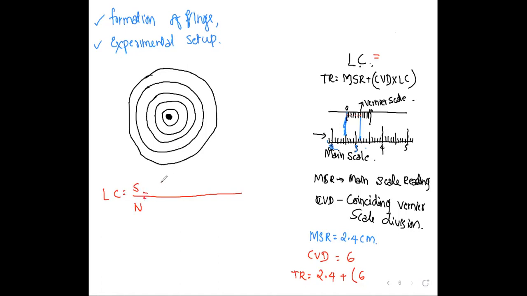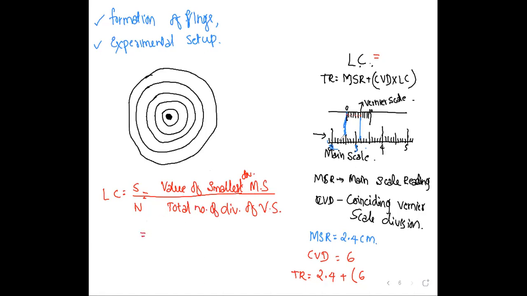Do you remember? LC is the value of the smallest division on the main scale divided by the total number of divisions on the vernier scale.